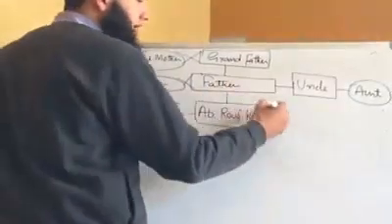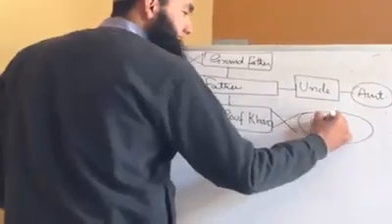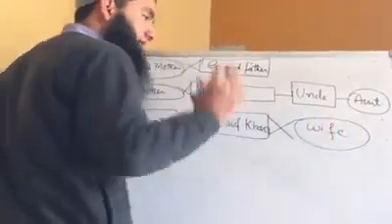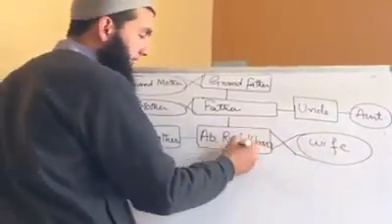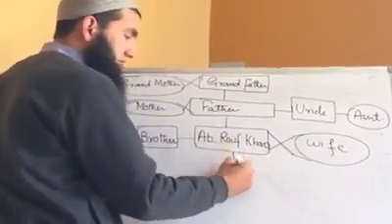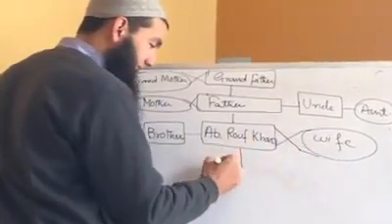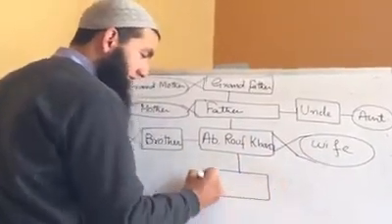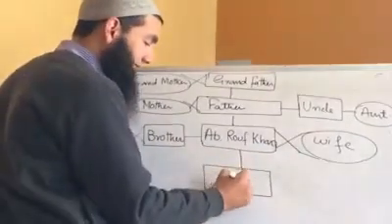Okay, so I got married with this lady, so she is my wife. We got married in 1975. Okay, so we had a son in the 1980s. We had this son. Okay, I presented this in a box. So he is my son.